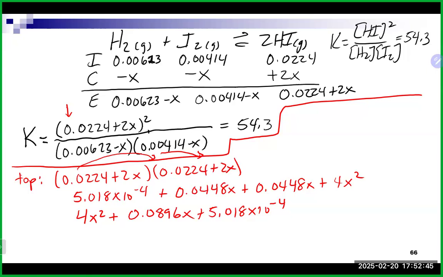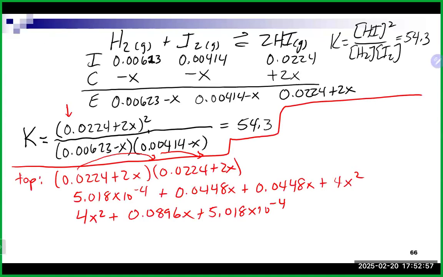All right, we're going to do the same thing for the bottom. I think I'm going to flip the page and do it cleanly up here, so hopefully I don't mess it up. We'll go a different color just to keep it fresh. All right, so here we have 0.00623 minus x, and 0.00414 minus x.